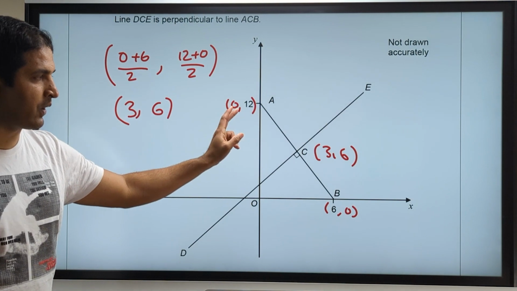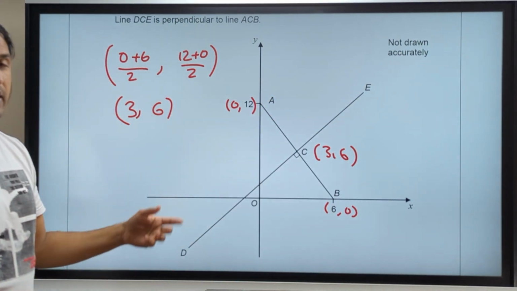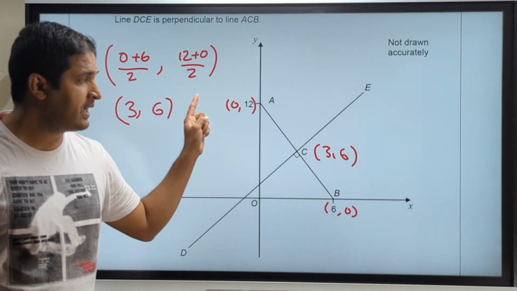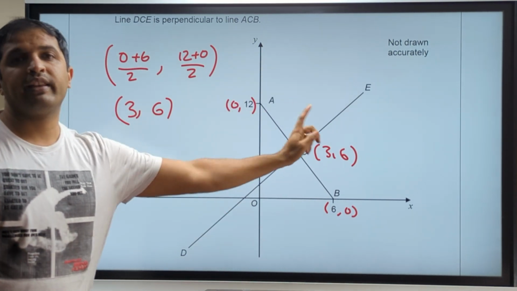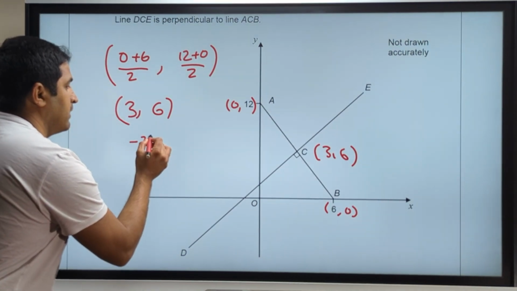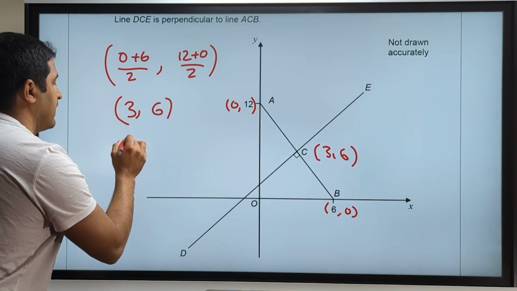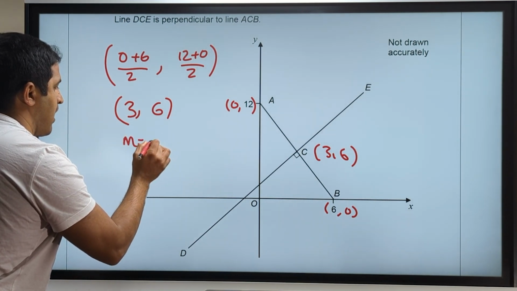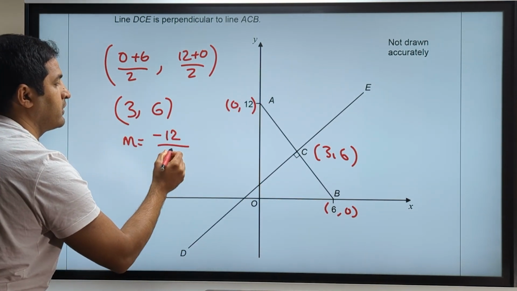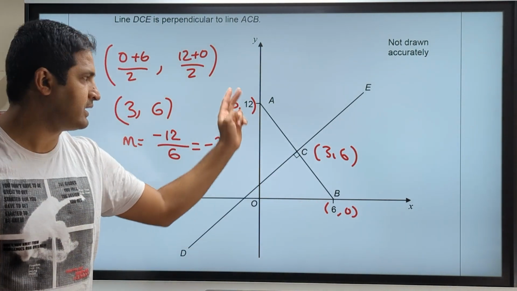Again, if you want to work out the gradient, we're looking at the x. So we're going 6 across and 12 down. That's our gradient: change in y divided by change in x. So change in y is negative 12, where the change in x is 6. So we're looking to find the gradient of ABC, which is negative 12, because you're going down 12 when you're moving 6 across, divided by 6, which gives you negative 2. So we know the gradient of this line here is negative 2.